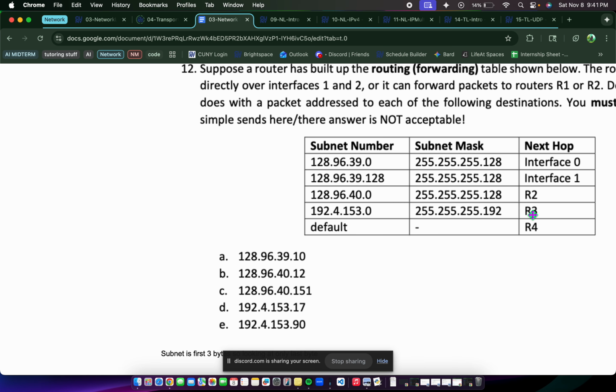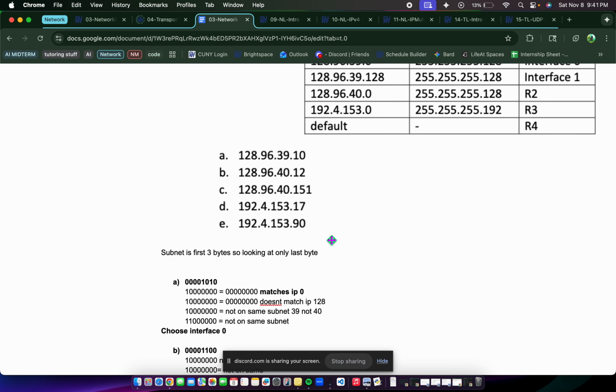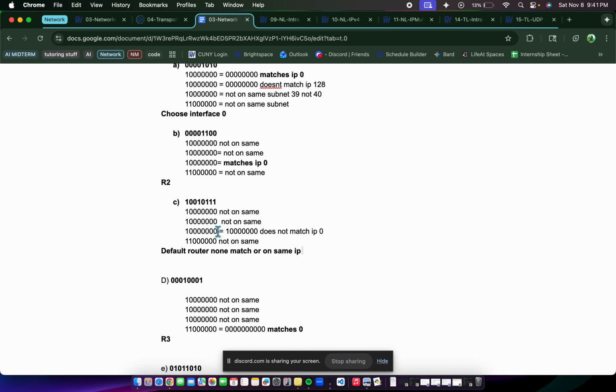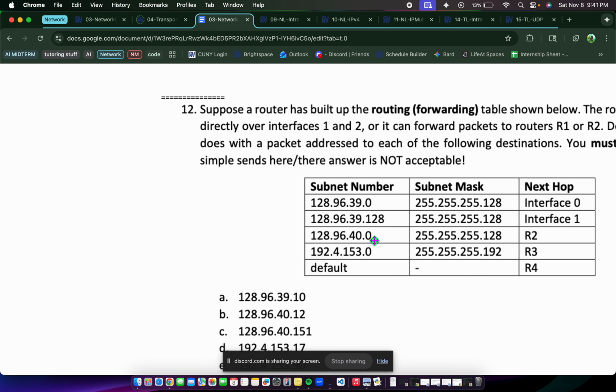Exactly. So in this case over here, first things first, 1, 2, and 4 are straight up not on the same subnet. 3 is the only one on the same subnet. So that's the only one that I'm even going to bother doing bitwise AND for. So I do it, and I get 128, which gives me 128. That does not match IP0, which is that last bit over there. So because of that, it straight up does not match the only thing that it's on the same subnet for. So it's just going to go to the default router.